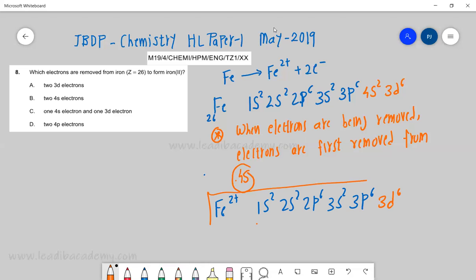Okay, this is this one. This is Fe2+, and so the correct option is simply B. Option B. Extremely simple, very, very simple.